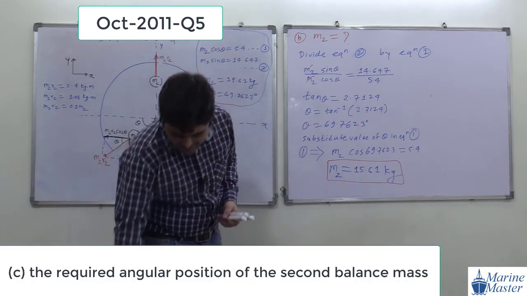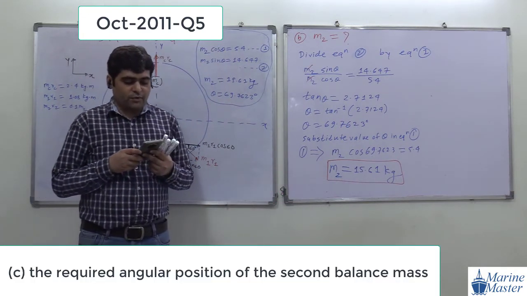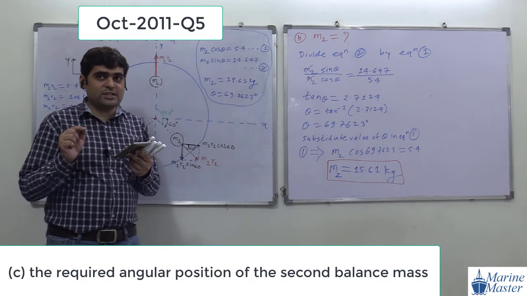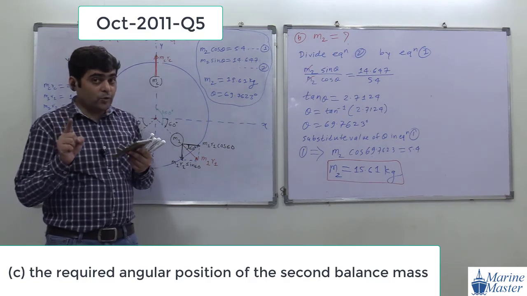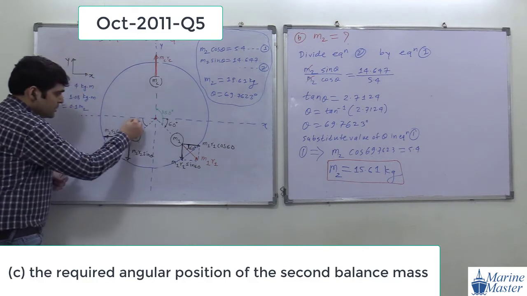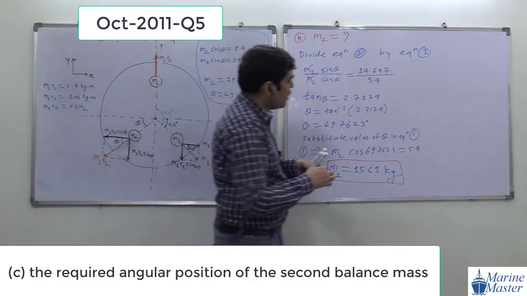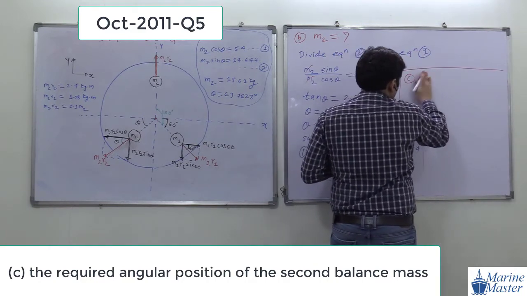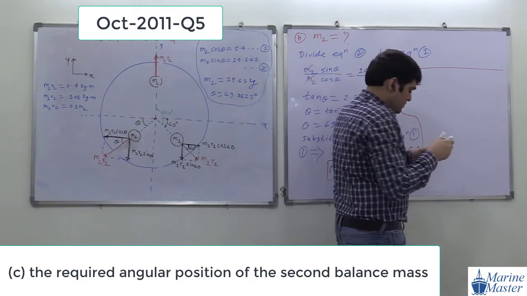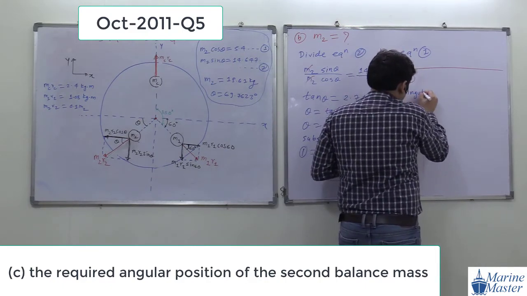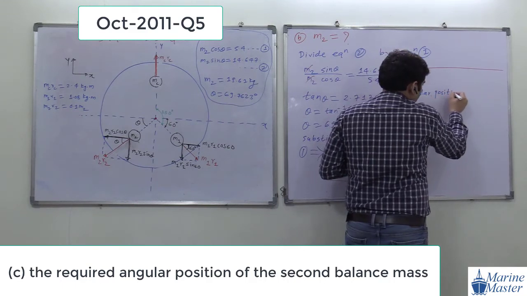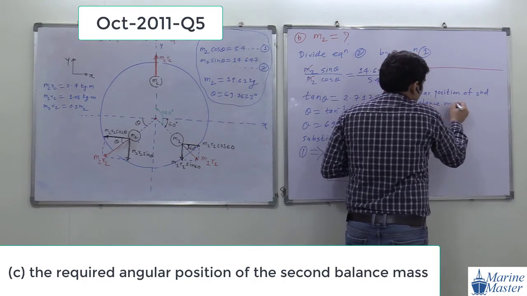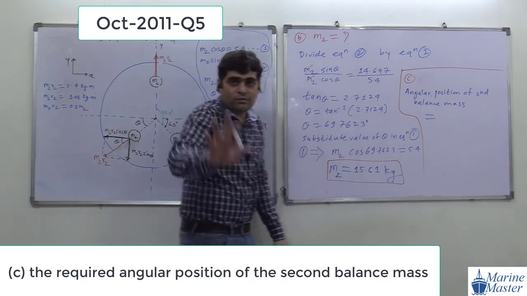So what is our target in C part? What do we have to find out in C part? The required angular position of the second balance mass. How do we find it? See the scenario. In C part, we have to find the angular position of the second balance mass. What will be its angular position?